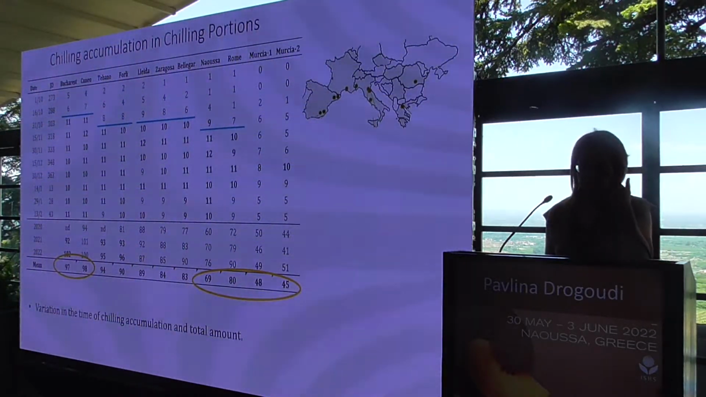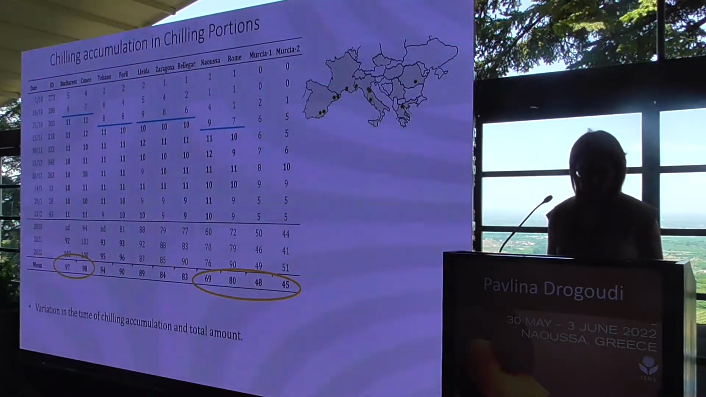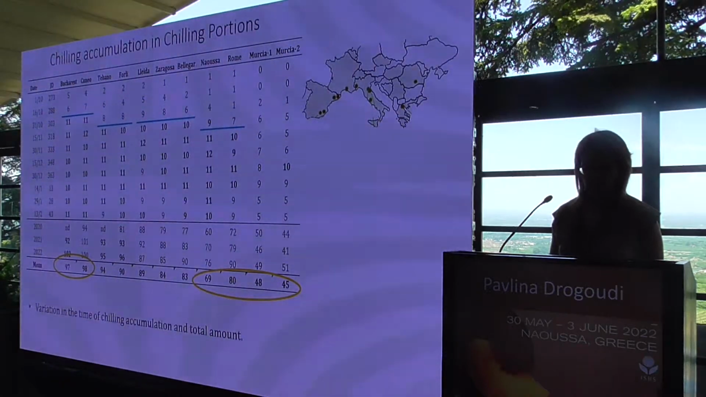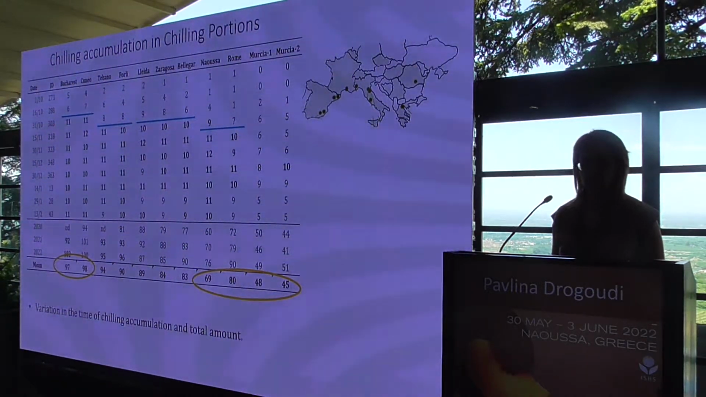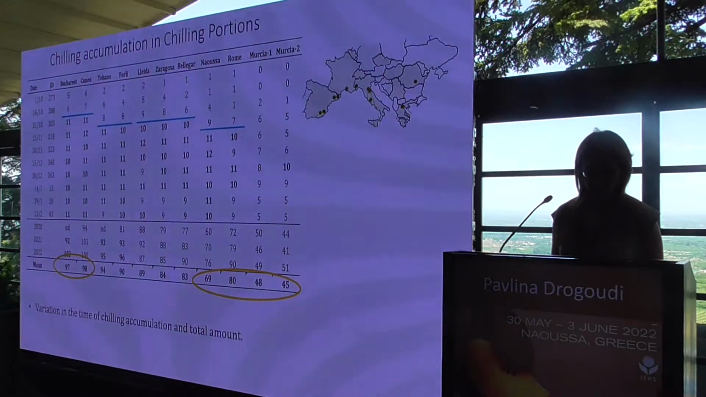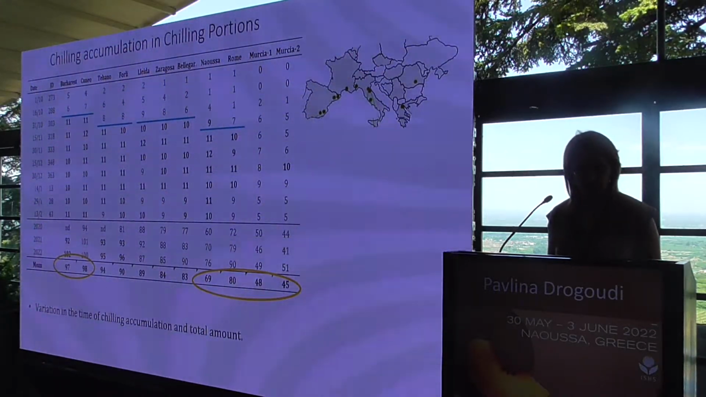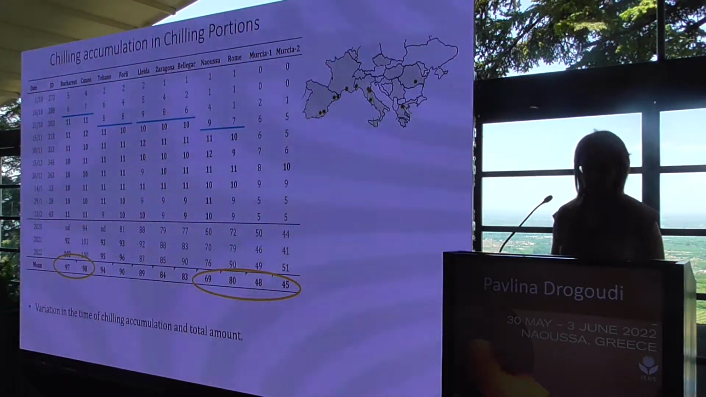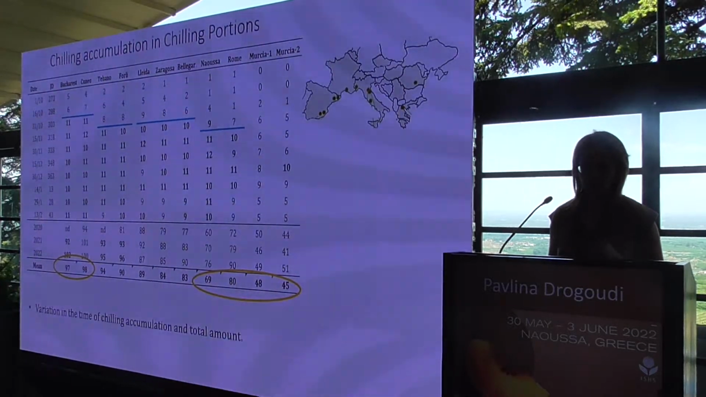Taking the mean of the 3 years that this study was made, the two sites in Murcia had 40 to 45 chilling portions, Nausa 69, and it went up to 98 and 97 in Bucharest and Cuneo. There is a variation in the time of chilling accumulation and in the total amount.